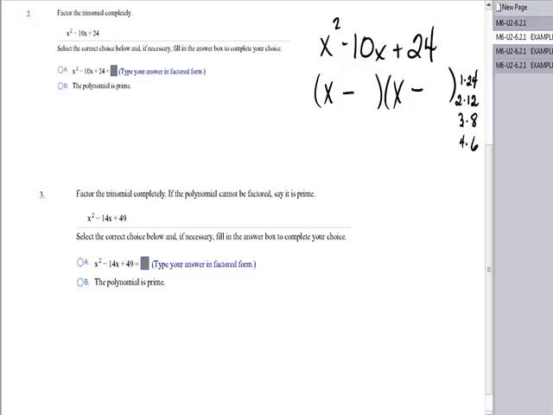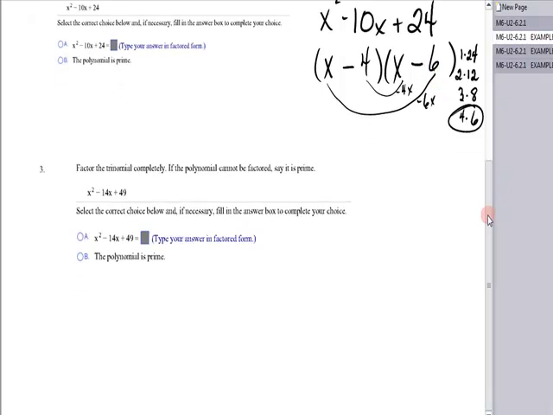But which one will give me an outer and an inner to add up to be 10? The answer, I hope, is obvious, to be 4 and 6. So x times x is x squared. Outer product is negative 6x. Inner product, negative 4x, which gives you negative 10x. And negative 4 times negative 6 gives me plus 24. Those are the only numbers that will work. You can have x minus 6 times x minus 4. That would be using the commutative property, which says the order of the factors doesn't matter.